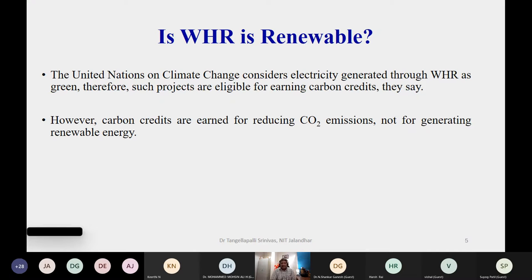For example, if I'm generating, let us say, 10 megawatts of electricity, that can be converted into units, like megawatt hours or kilowatt hours, electricity units, and based on those units and tariff, we can claim some money, some dollars or some rupees. So that benefit we can get through this waste heat recovery. That's why waste heat recovery can be claimed as a renewable.